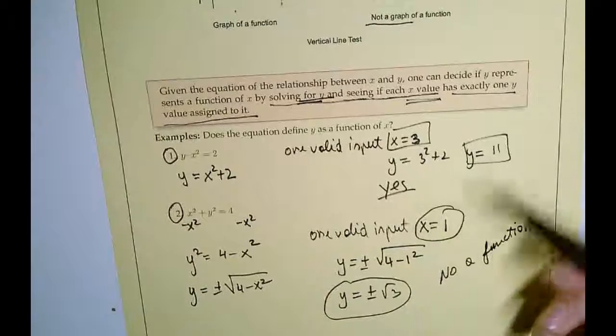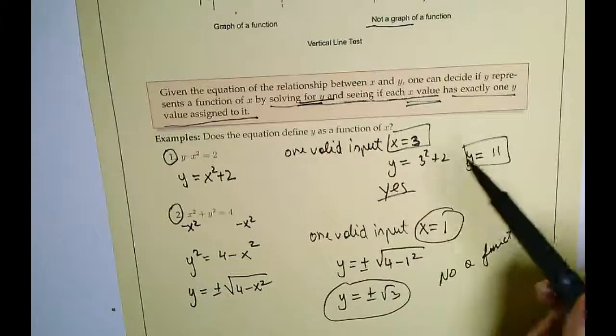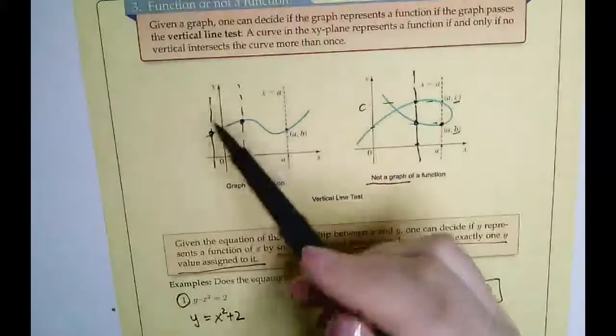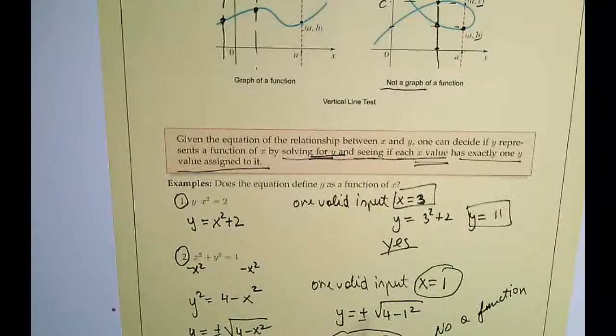So this is how you decide if y is a function of x. Algebraically, you solve for y, and you make sure that for one input, you have exactly one output. Graphically, you just draw a vertical line.